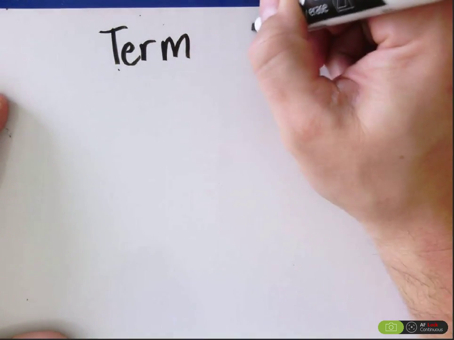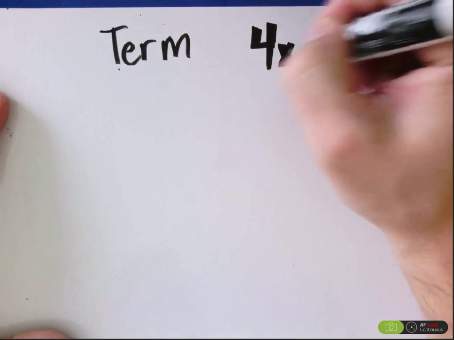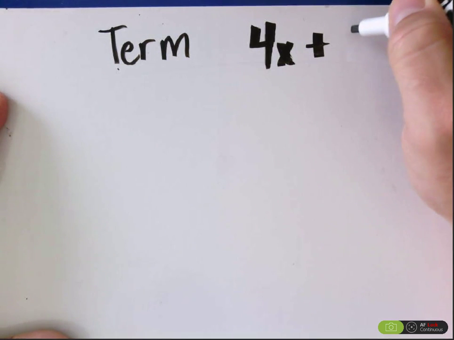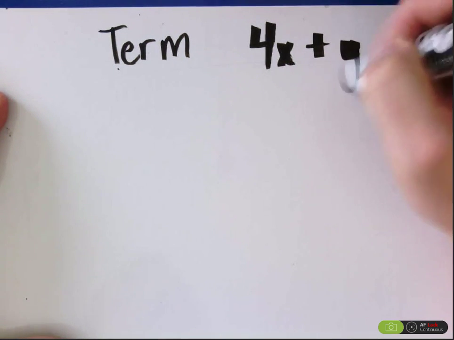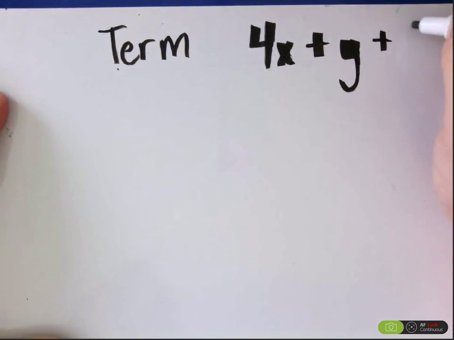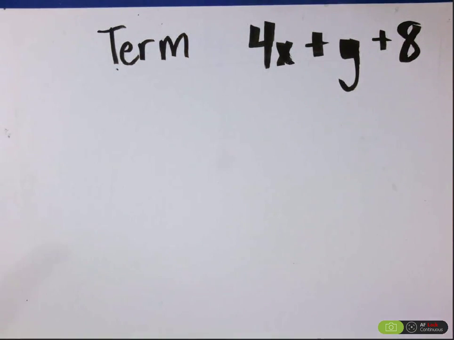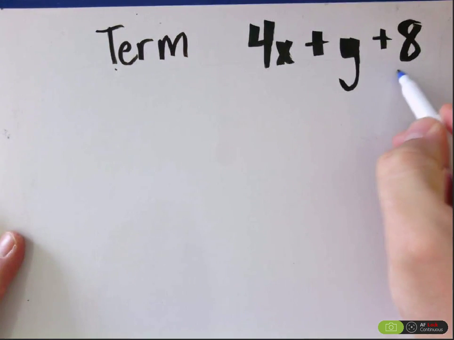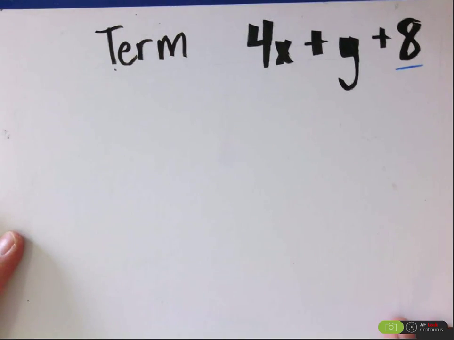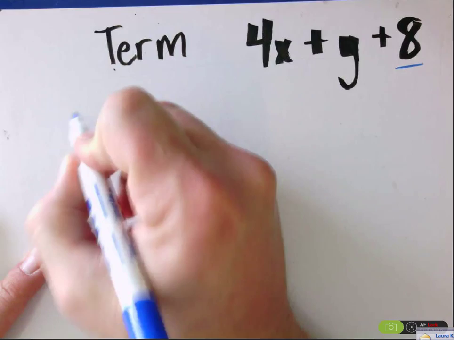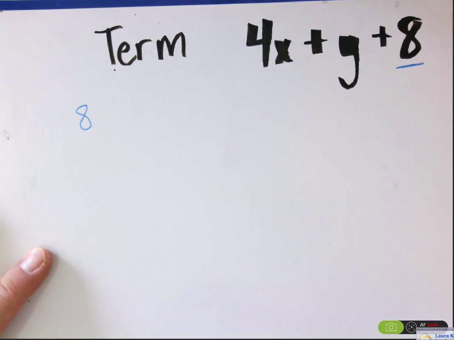Okay, so I'll give you an expression. We should know what an expression is. 4x plus y plus 8. Here's an expression, 4x plus y plus 8. A term can be any one of three things. It can be a constant by itself. So in this case, your constant is the number 8. That is a single term, 8.